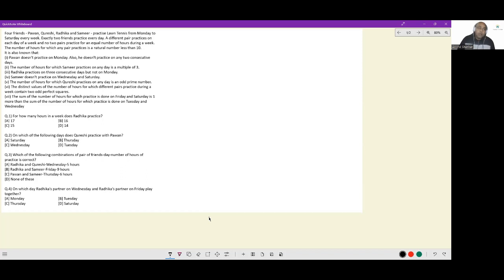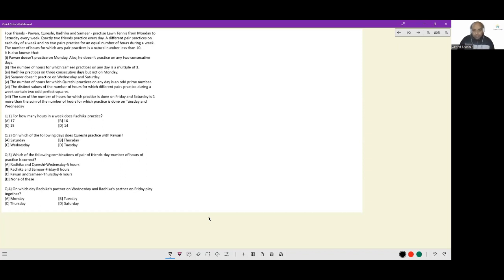Absolutely wonderful. And no 2 pairs practice for an equal number of hours during the week. So each of the 6 pairs practices for a different number of hours. The number of hours for which any pair practices is a natural number less than 10. It is also known that blah, blah, and blah.